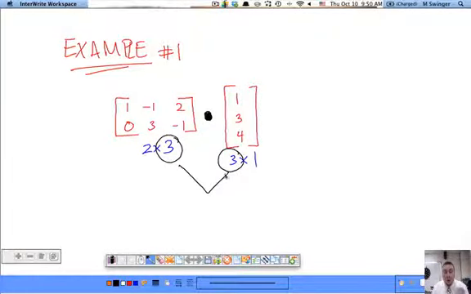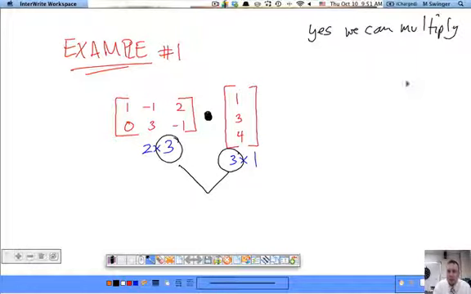Alright? So, make sure you write that down. The inner dimensions have to be the same. If not, you can't multiply. You have to say this isn't possible. Okay? So, since they're the same, you can say yes, we can multiply.